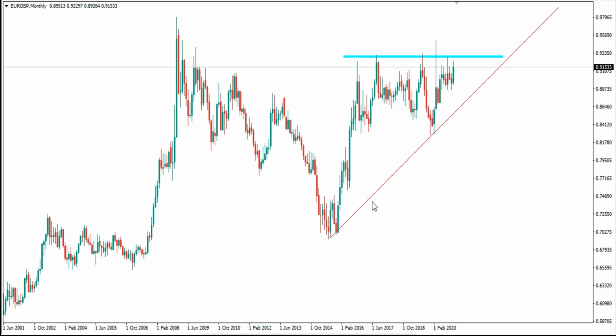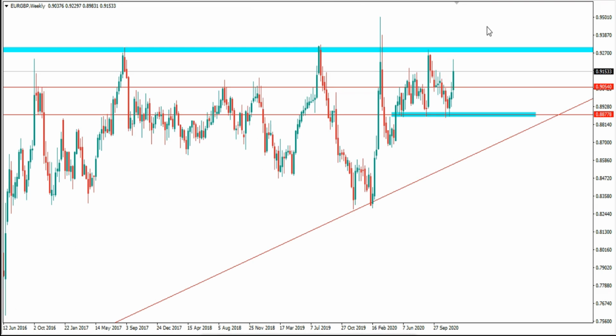It might be this month, it might be next month, we don't know exactly when, but we expect to see the price make it into this resistance over the next few months. Okay, so from the weekly time frame, what we can see is that from the support at this point, the price made the move and closed above this resistance. That's the 90.54 level of resistance.